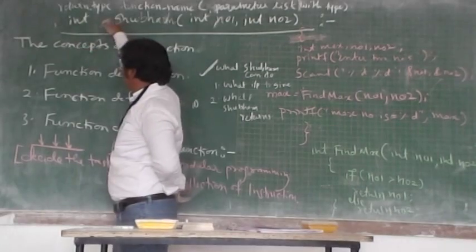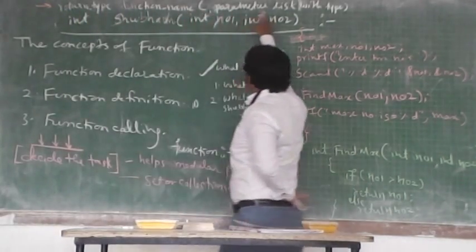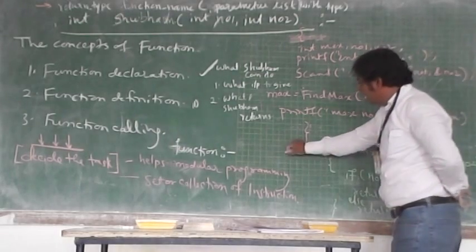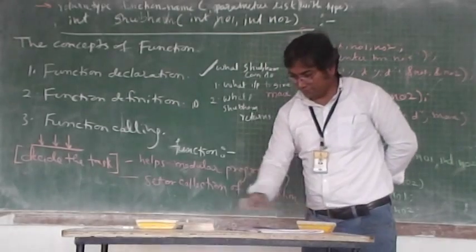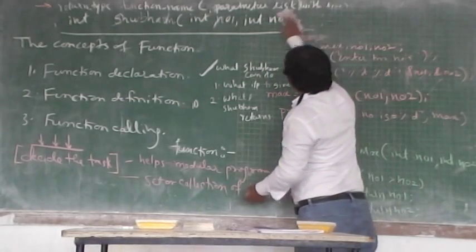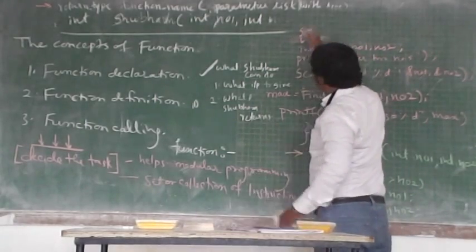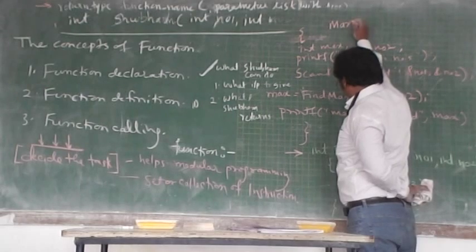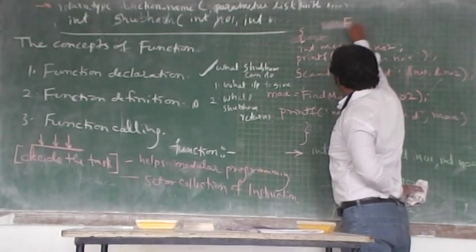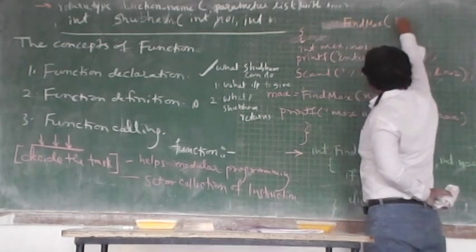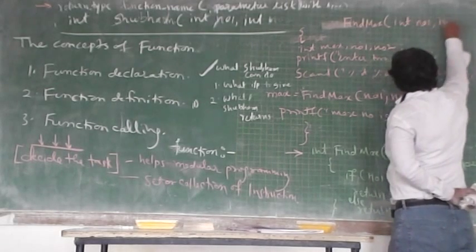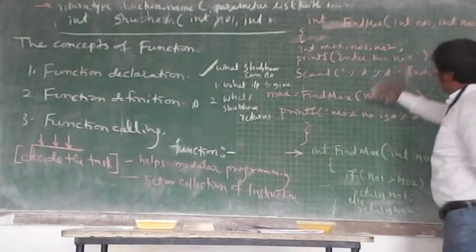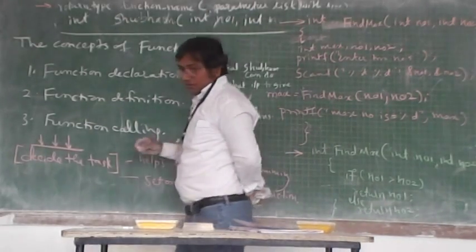Okay, so the syntax is that, please write this down. Function declaration has to be written in this form: return type, function name, parameter list with types. So this is how my declaration is: int find max, int number 1, int number 2, semicolon. This is my declaration.